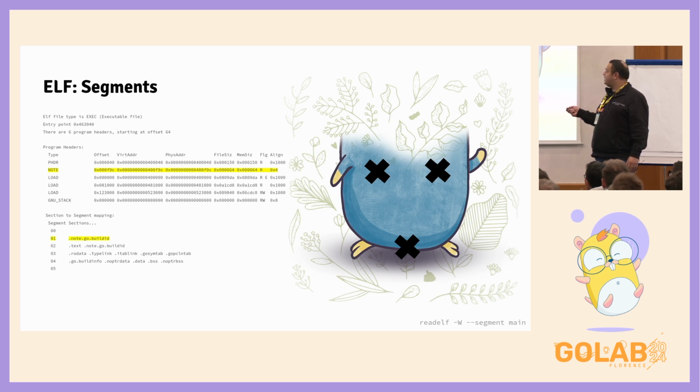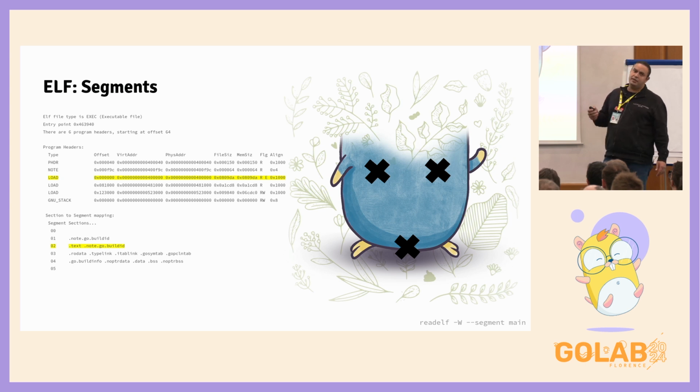Also, you can see here that it has a flag that is R, that is read only. If we go to the next one, what we have is the text section and the note Go build ID. That segment is containing all this data. And what is important here is you can see an E. That means that this section is going to be loaded in memory with the executable permission. So we can execute code that belongs to this segment.